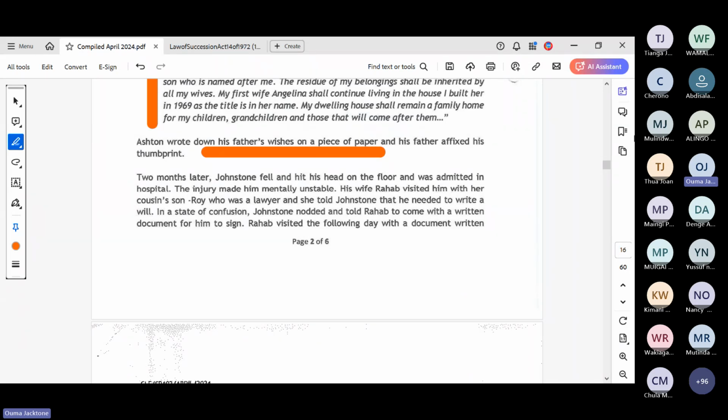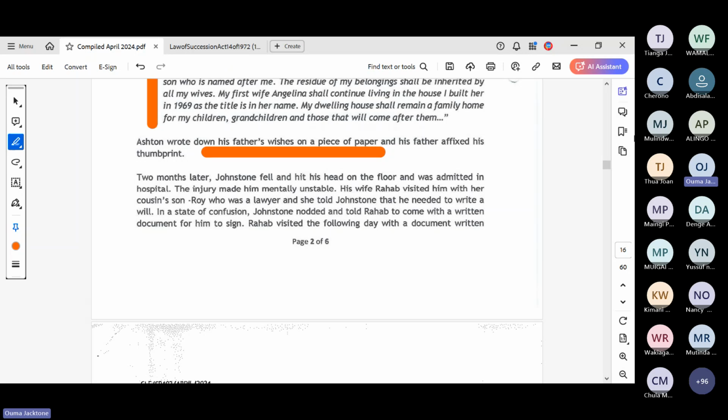That is number one. Number two is the question of mental capacity, which we discussed, Banks versus Goodfellow. In Banks versus Goodfellow, the court stated that the will shall be regarded as invalid if the testator was not in a good state of mind, which includes appreciating the nature of the business the testator is involved in, remembering the assets, remembering the beneficiaries, and then you give your instance. For example, in the given scenario, Mr. Johnston fell, hit his head on the floor, and was admitted in the hospital. At the time he was signing the will, he was mentally unstable, and therefore the will is invalid.